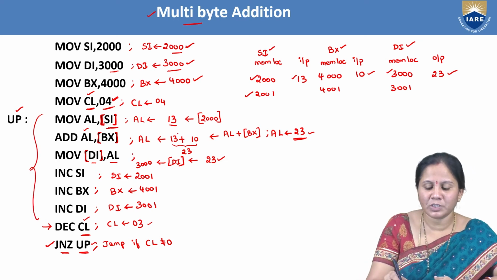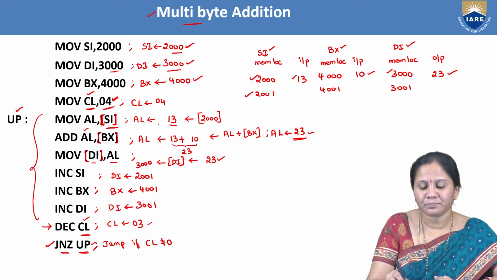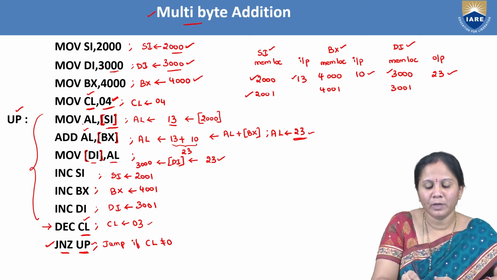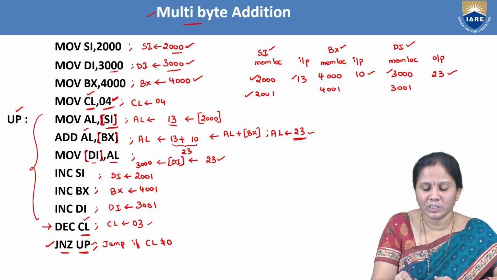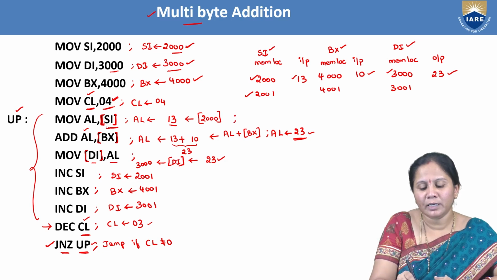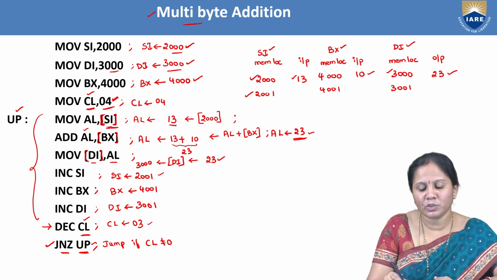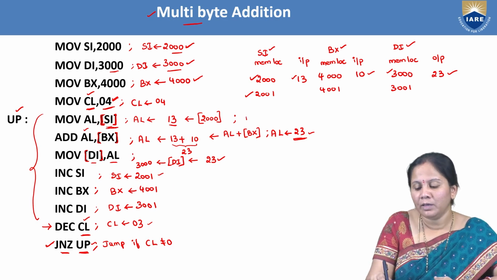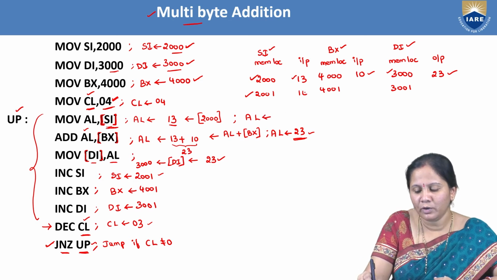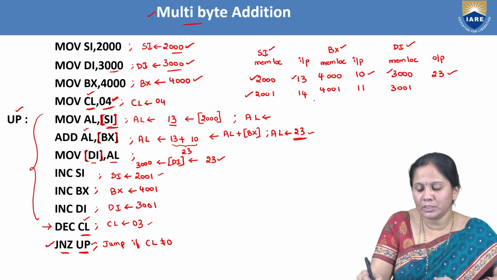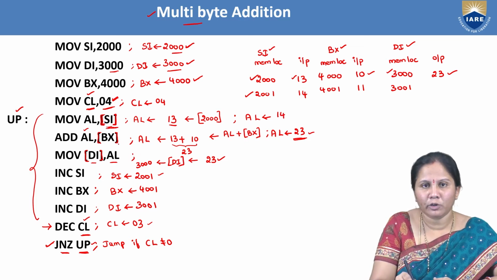So if the same set of instructions repeats, what happens here is that when it goes to up, the operation MOV AL, SI is performed. It means the contents of SI will be moved into AL. The present SI value is 2001. The value present in this 2001 location, consider here 14 and this is 11. So the content present in 2001 is 14. It will be moved into AL, and then ADD AL, content of BX.